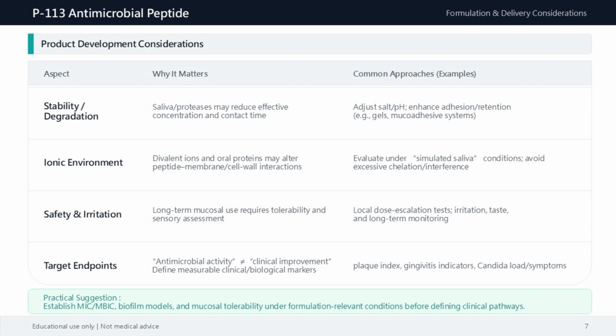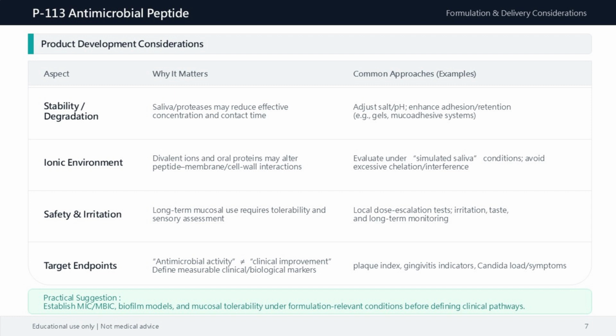Developing a successful P113 product requires careful consideration of the oral environment. Saliva contains proteases that can degrade peptides, and the presence of various ions can interfere with how the peptide binds to microbes. To overcome this, we look at advanced delivery systems like mucoadhesive gels that increase contact time.